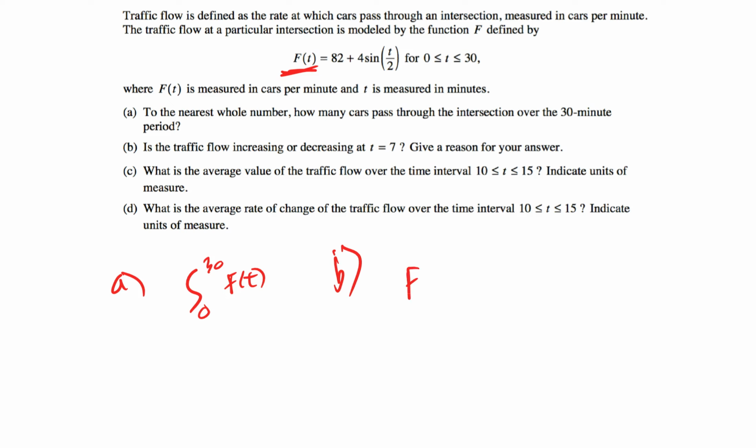Well, the way you find increasing, you take the derivative of that thing. So I can do f prime. You just put that in your calculator at 7. So that's f prime at 7. And whenever you get your answer, positive is increasing, negative is decreasing.